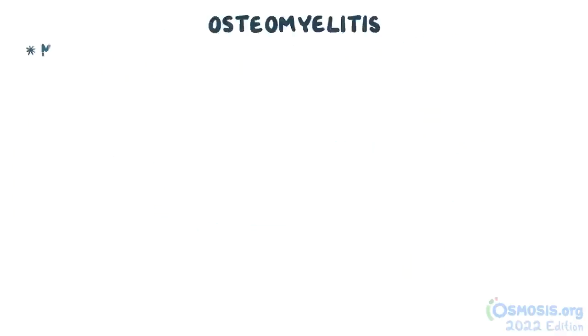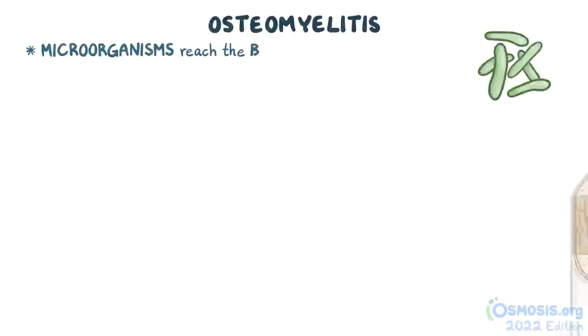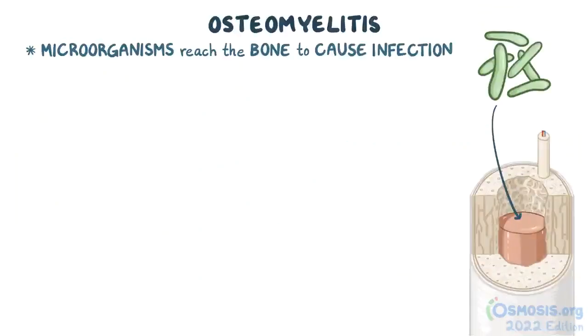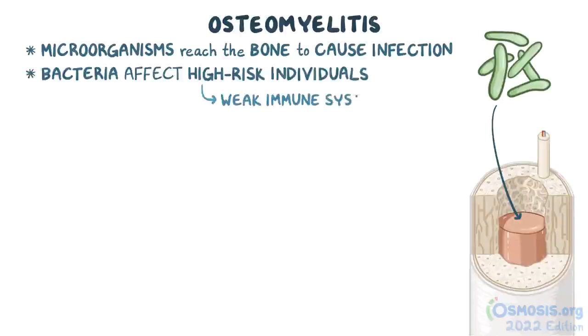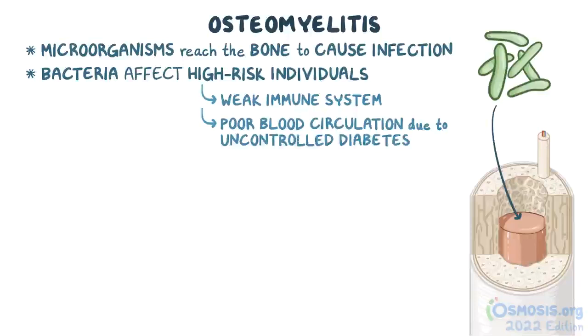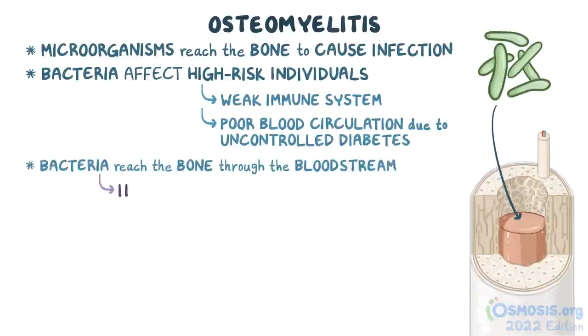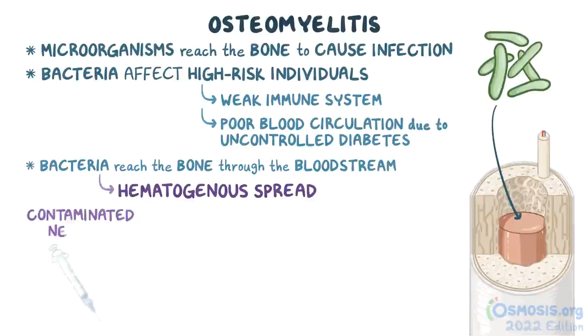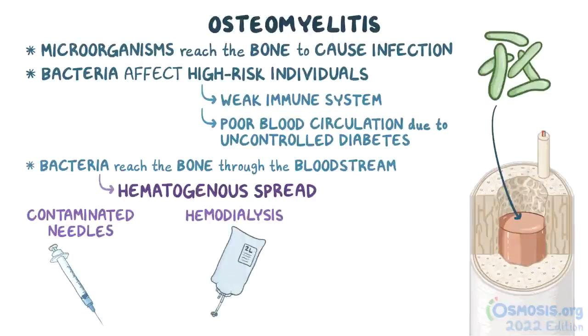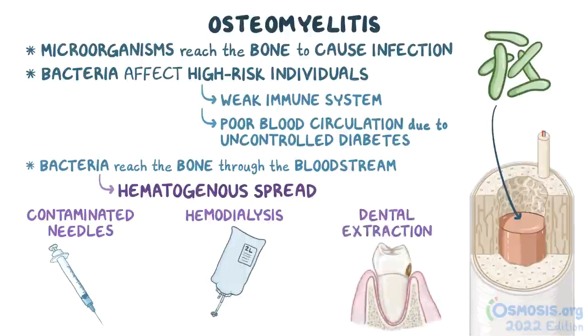In osteomyelitis, microorganisms such as bacteria reach the bone to cause an infection in a few different ways. Bacteria particularly affect certain high-risk individuals, like those with a weak immune system and those with poor blood circulation due to uncontrolled diabetes. In fact, a major way that bacteria reach the bone is through the bloodstream, and that's called hematogenous spread. For example, this might happen in a person who uses contaminated needles to inject drugs, or in individuals undergoing hemodialysis that may be contaminated by a bacteria, or even through the dental extraction of an infected tooth.